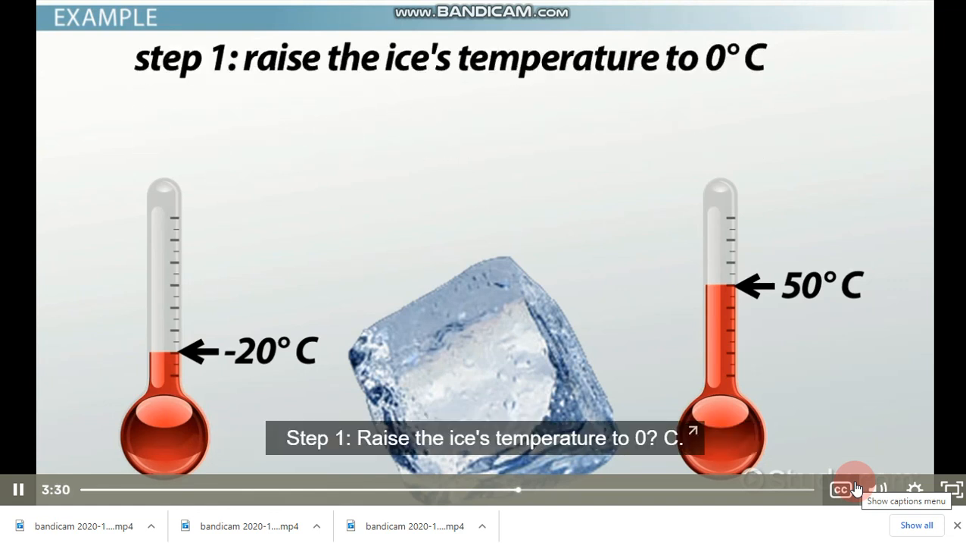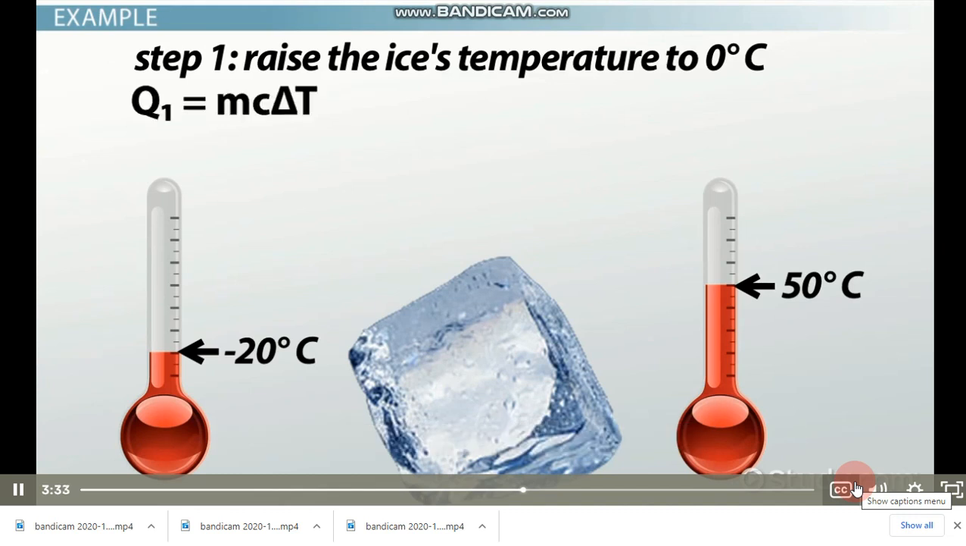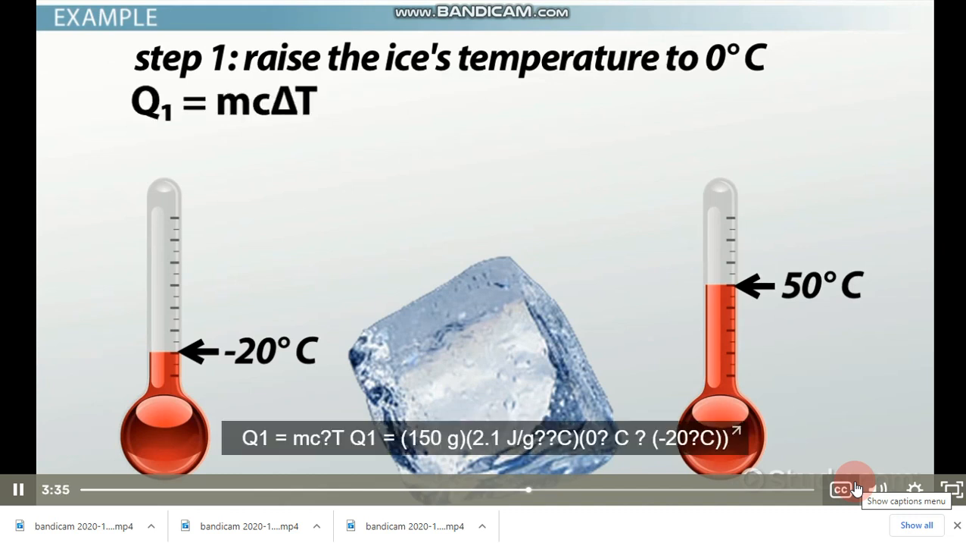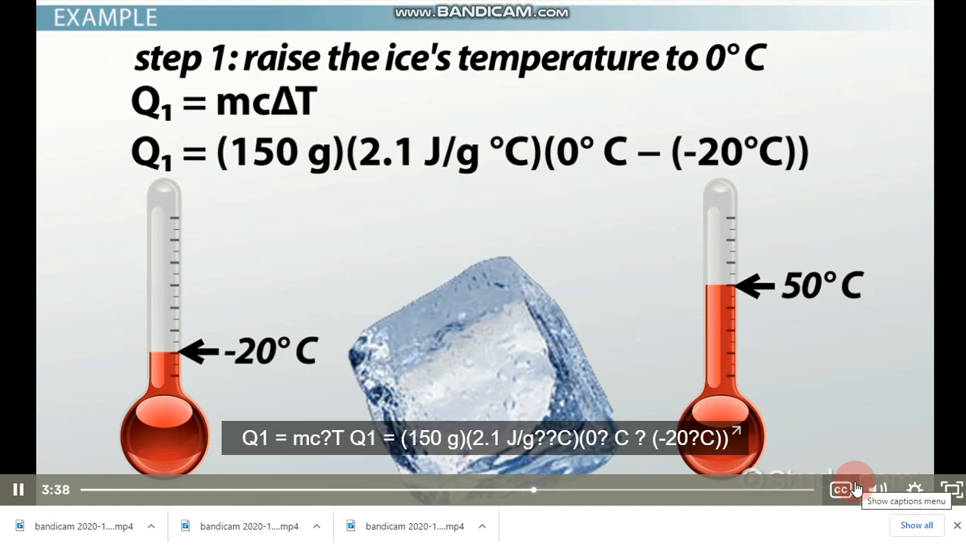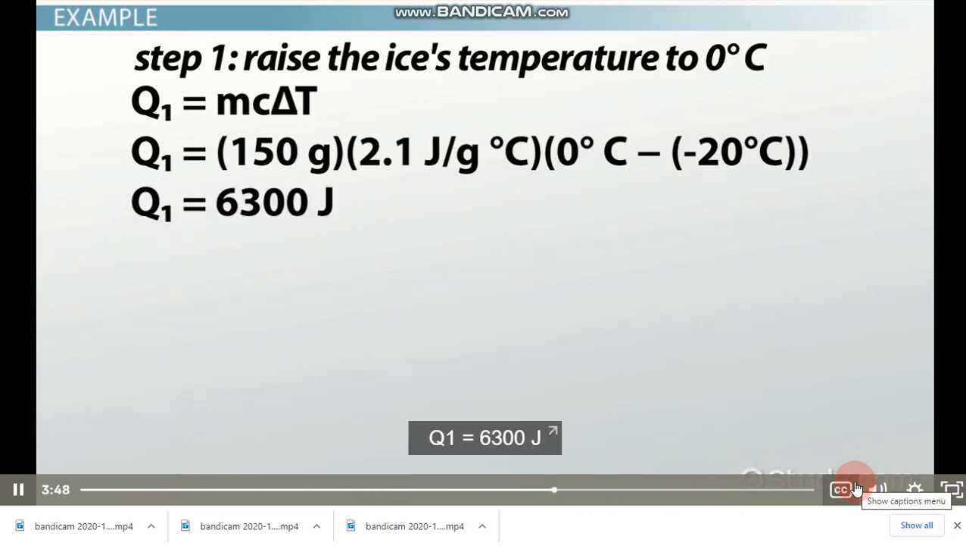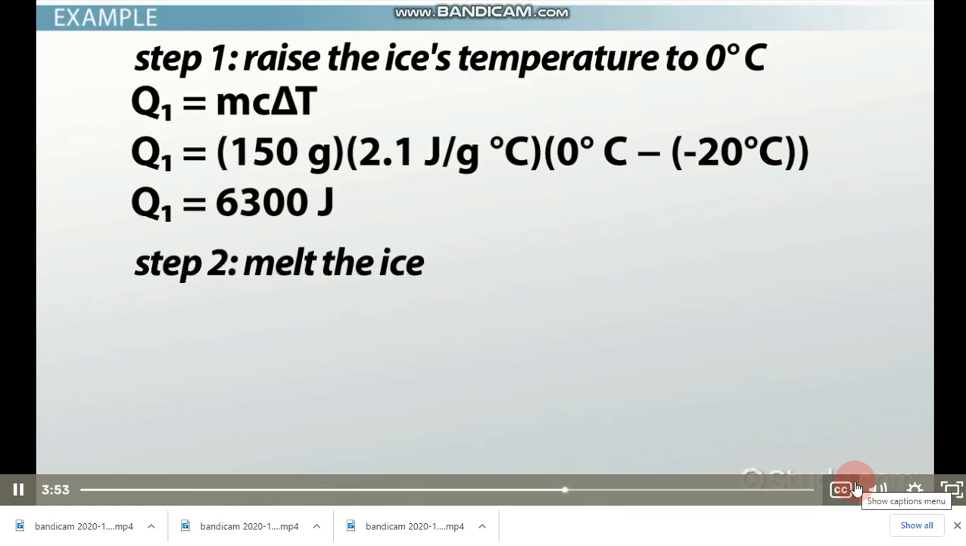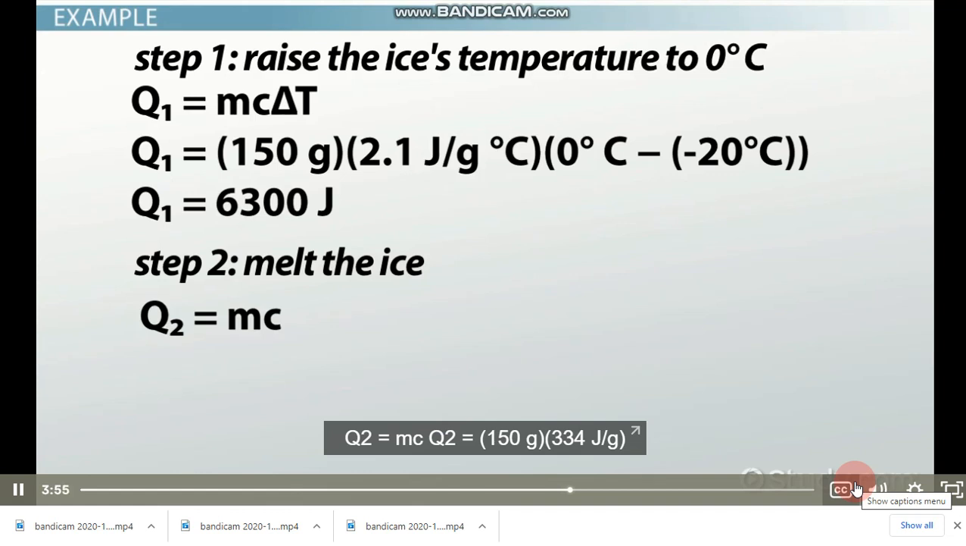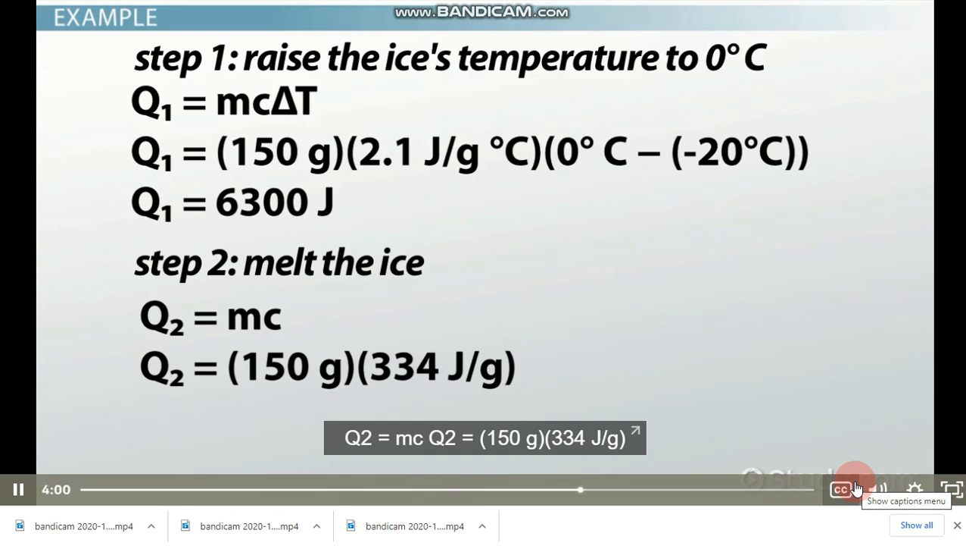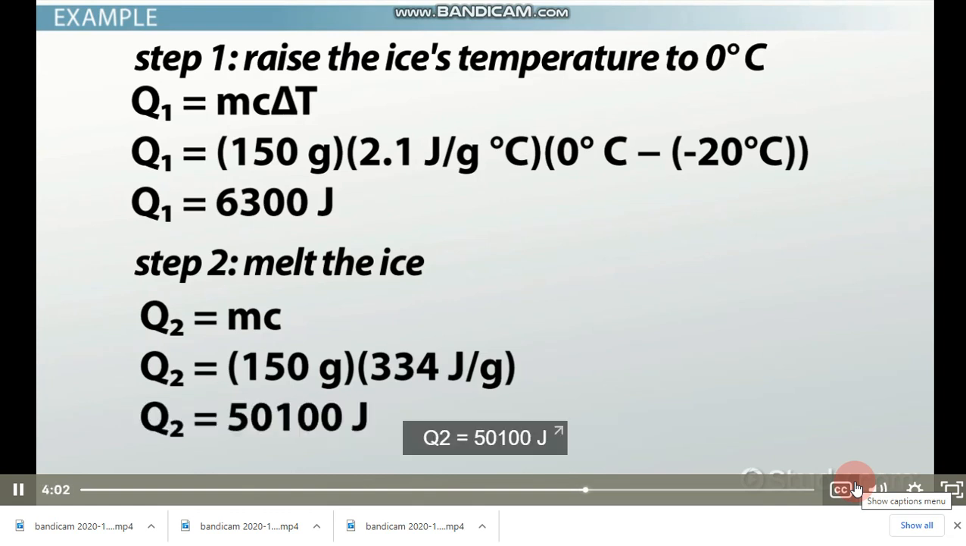Step 1. Raise the ice temperature to 0 degrees Celsius. Q sub 1 equals mc delta T. Q sub 1 equals 150 grams multiplied by 2.1 joules per gram degree Celsius multiplied by 0 degrees Celsius minus negative 20 degrees Celsius. Q sub 1 equals 6,300 joules. Step 2. Melt the ice. Q sub 2 equals mc. Q sub 2 equals 150 grams multiplied by 334 joules per gram. Q sub 2 equals 50,100 joules.